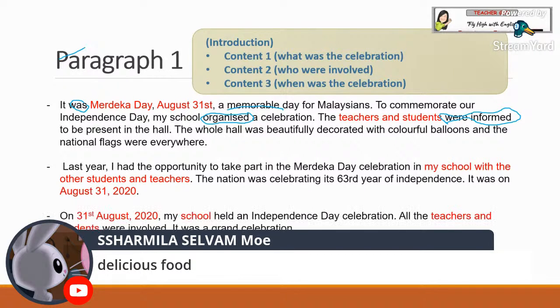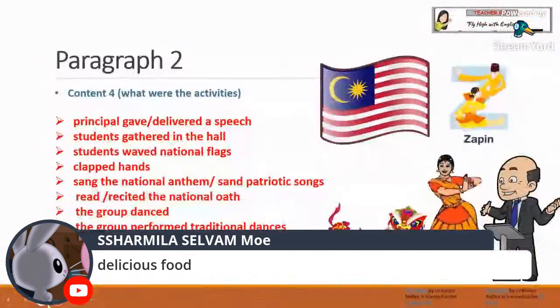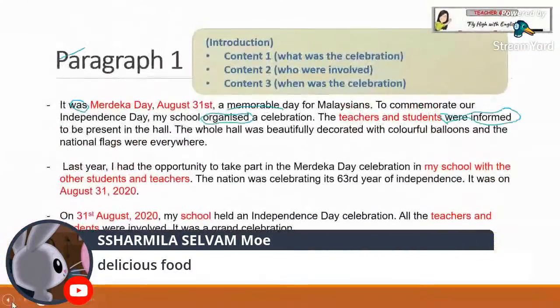What was the celebration? Who were involved? And when was the celebration? Or if you want to write a shorter one, you can write the third example. On 31st August 2020, my school held an Independence Day celebration. All the teachers and students were involved. It was a grand celebration.